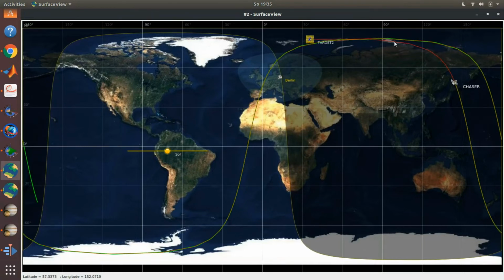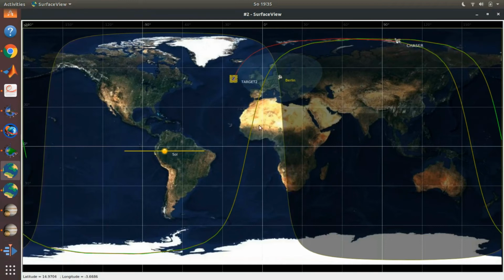Alright, let's see their ground tracks. As you can see here, the two satellites have the exact same ground track everywhere. For this simulation, I have considered the Earth to be a perfect sphere for simplicity.